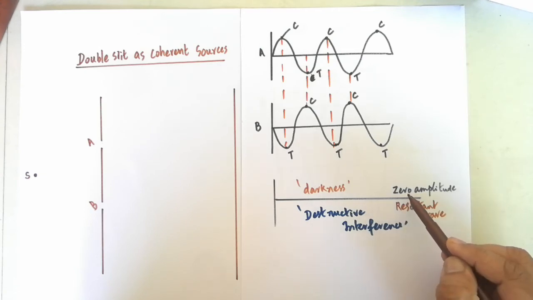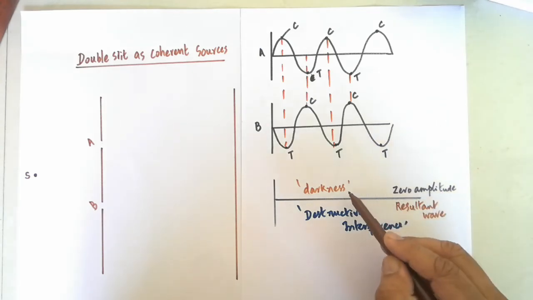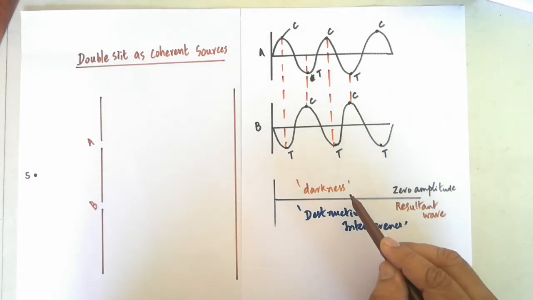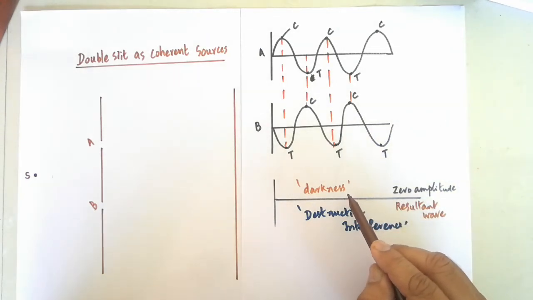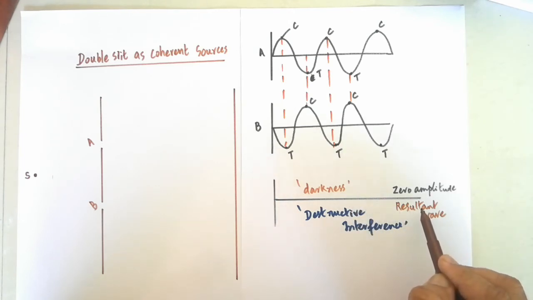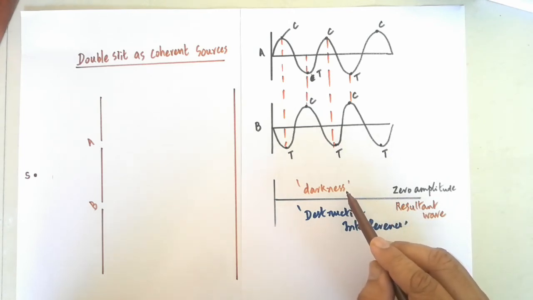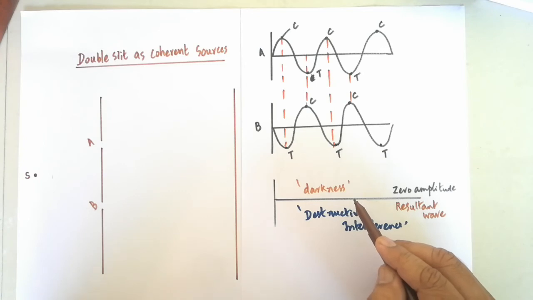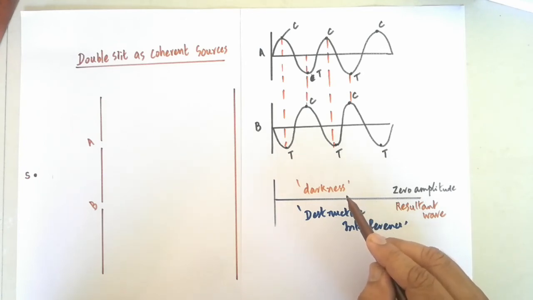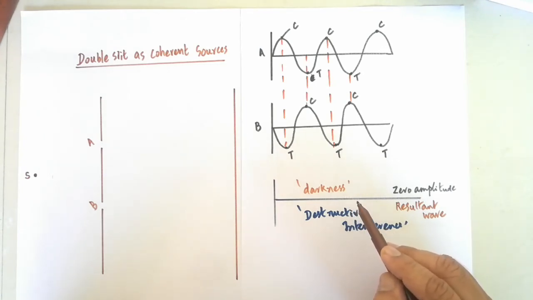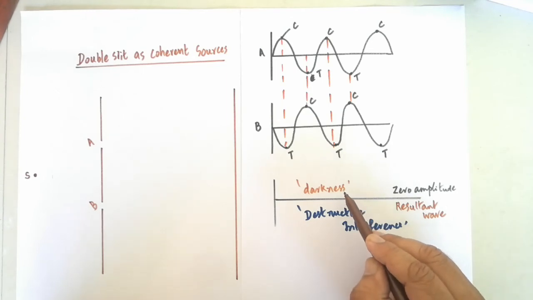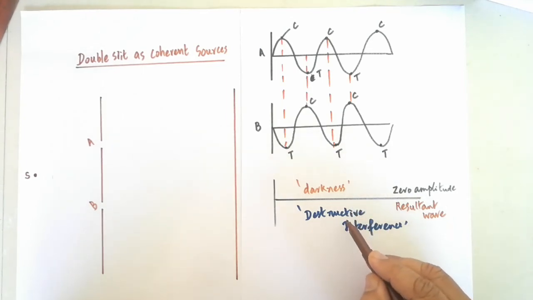So you will get a zero amplitude wave. Zero amplitude wave means complete darkness will be created in the case of the resultant wave. So you are not able to observe the resultant wave. If there is no light, there is no intensity, it shows complete darkness. It shows that destructive interference has happened.